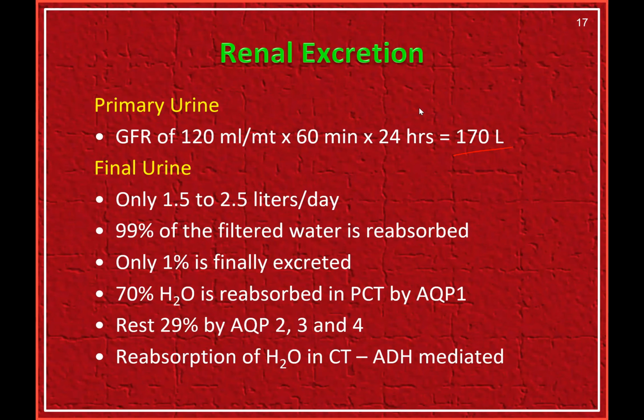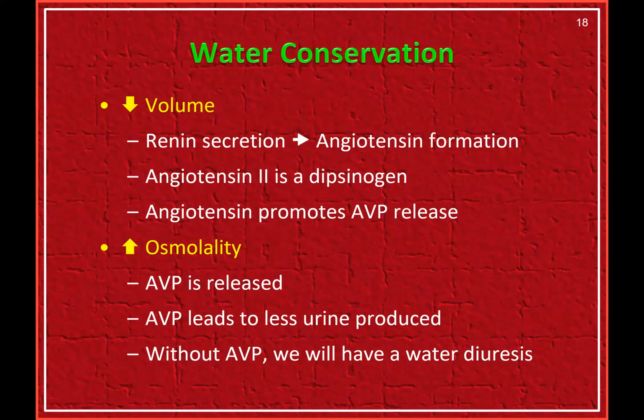Okay, so the glomerular filtration is 170 liters and final urine is only 1.5 to 2 liters, and 99% of the filtered water is reabsorbed, only 1% is finally excreted. 70% is reabsorbed in the PCT by the action of aquaporin 1, and the rest 29% by aquaporin 2, 3 and 4. And reabsorption of water in the collecting tubule, of course, is ADH mediated. So we know there are two stimuli. One is the decrease in the volume, the other is increase in the osmolality. How they work, I have shown you in the previous chart.